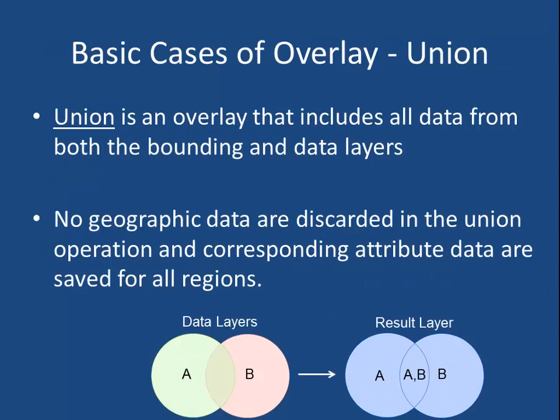The third and final basic case of overlay is the union overlay operation. The union operation is an overlay that includes all data from all input layers. Since the union operation combines all the attributes and all the geometry, no geographic data are discarded in the union operation, and all of the corresponding attribute data are going to be saved for all regions.